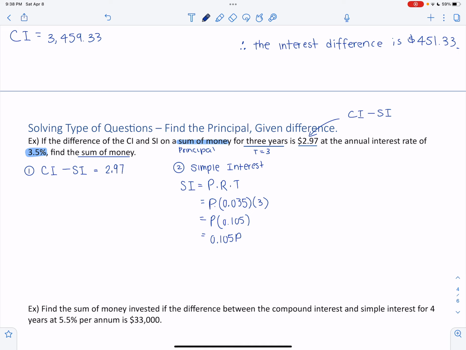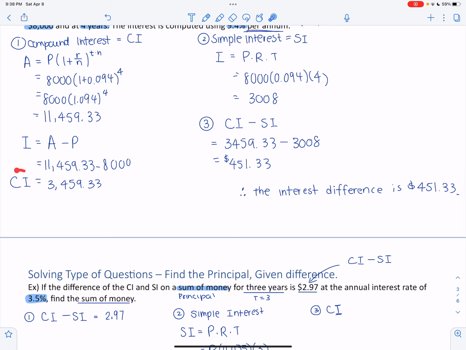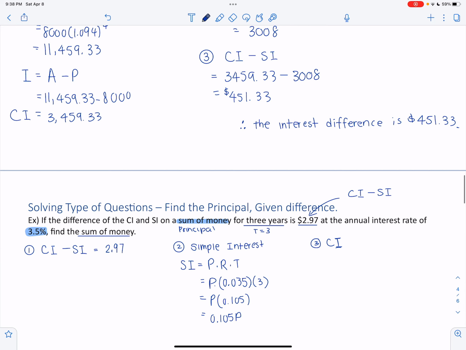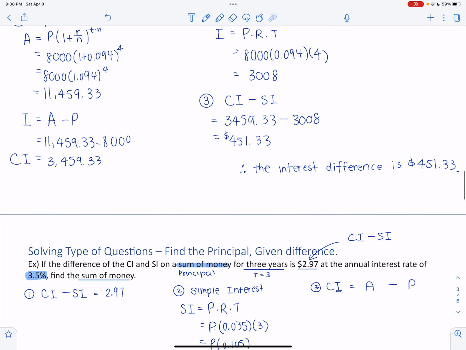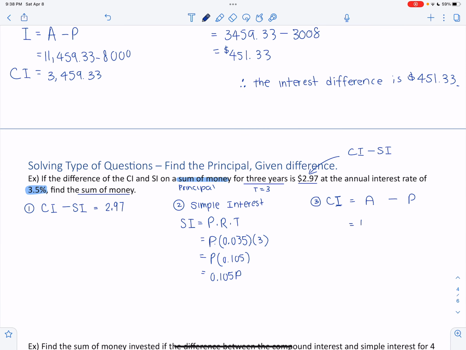Step 3, what's my compound interest? This one's a little bit tricky. Remember, I can only find compound interest by doing accumulated amount minus my principal. So what is my accumulated amount? It's this formula here. I'm going to plug in everything I know for A: A is principal times (1 plus R over N) to the power of N times T, minus P. Again, we don't know P, but that's okay, we'll just write P.